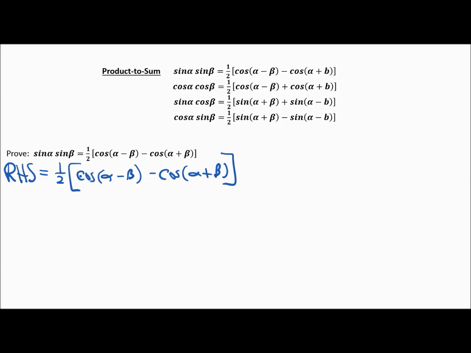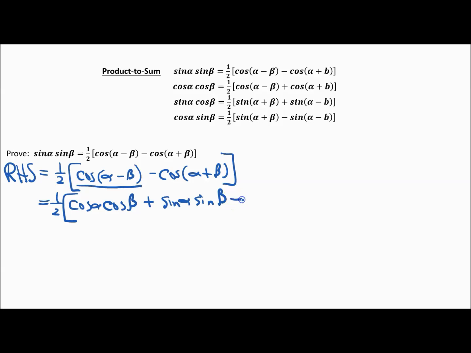You want to explain each line of work. What I'm going to do first is use the sum difference formulas on cosine of alpha minus beta, and then again on cosine of alpha plus beta. So I have the 1/2 is going to remain in front for now. The cosine of alpha minus beta is the cosine of alpha, the cosine of beta, plus the sine of alpha, sine of beta.